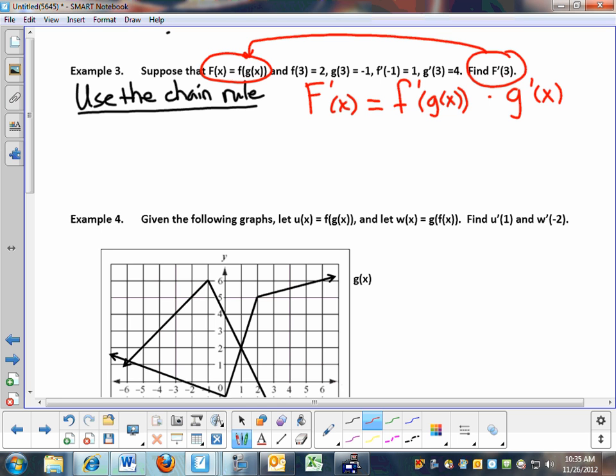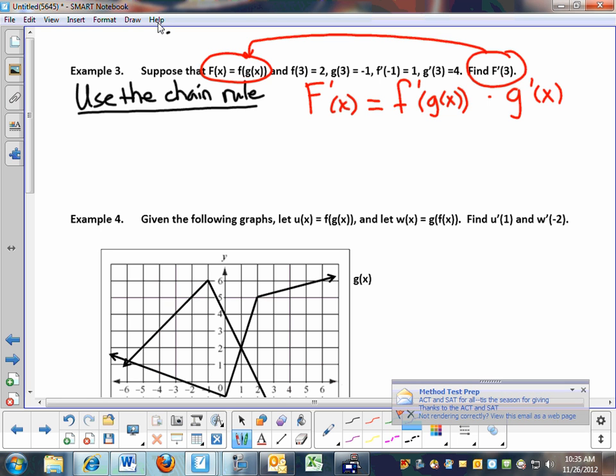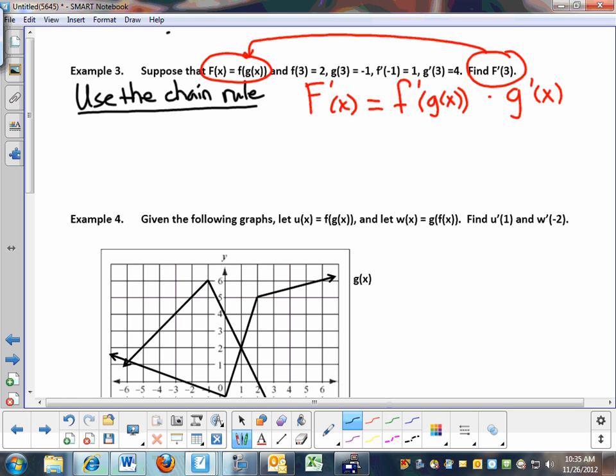I'm trying to find f prime of 3. So I'm going to actually write this out. What I need to actually find is f prime of 3 is going to be equal to f prime of g of 3 times g prime of 3. This is what I'm looking for. What is g prime of 3? It is 4. So that's easy.